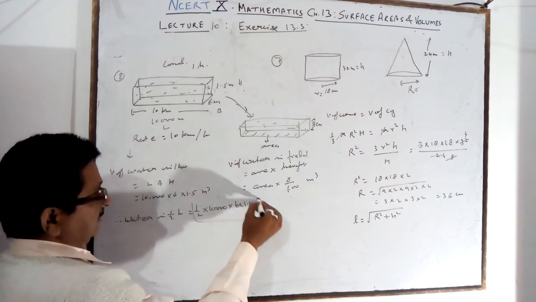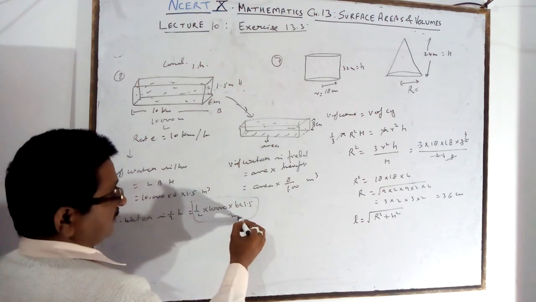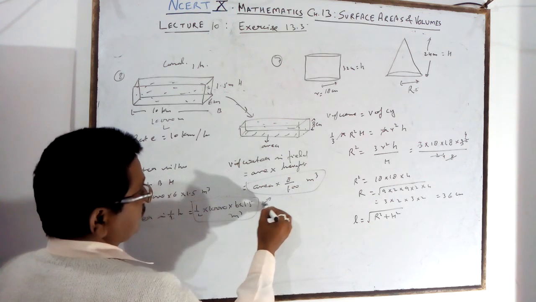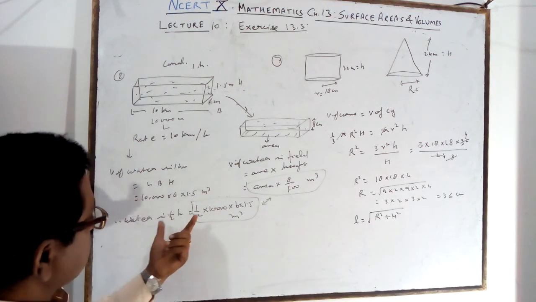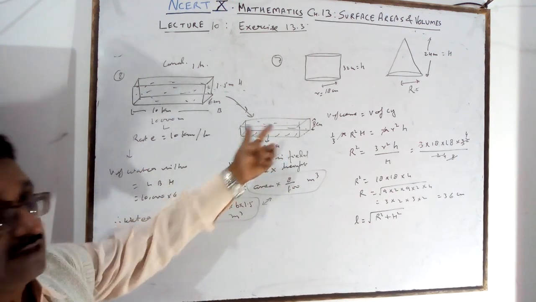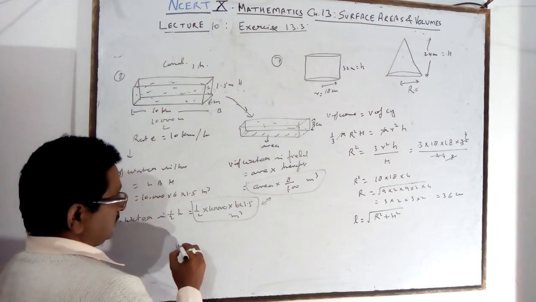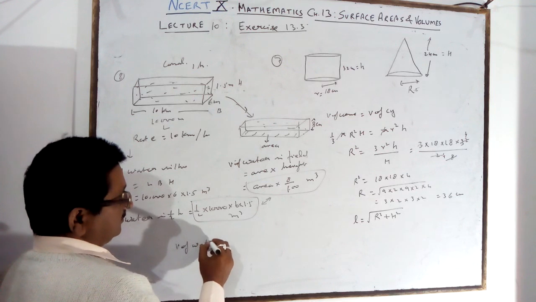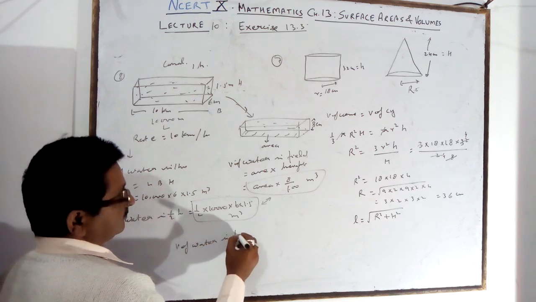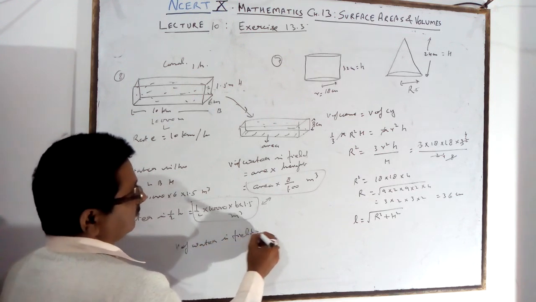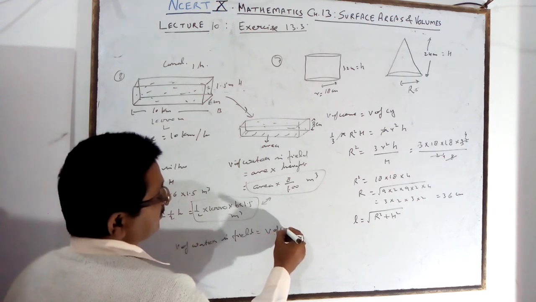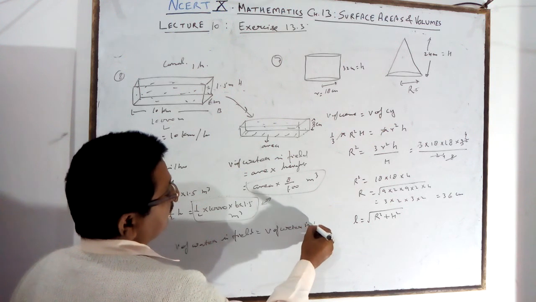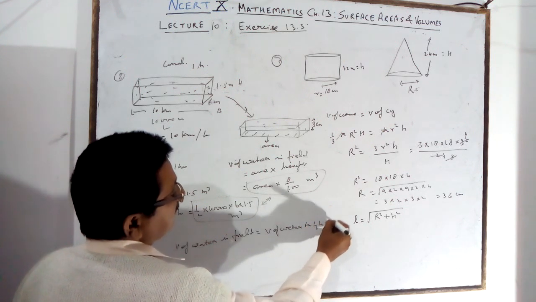This volume and this volume will be equal because the water is coming from here. Both are equal. Water is coming from here and going in the field. So volume of water in field is equal to volume of water in half hour by canal.